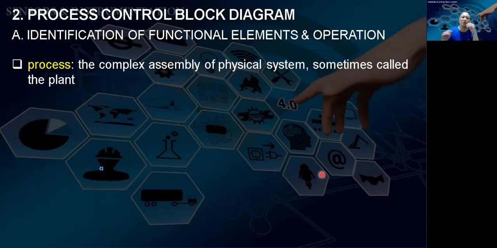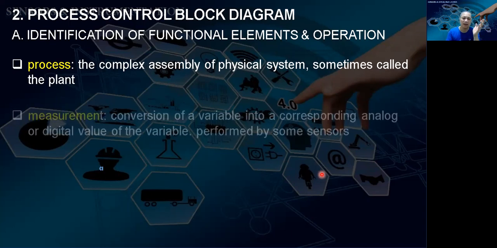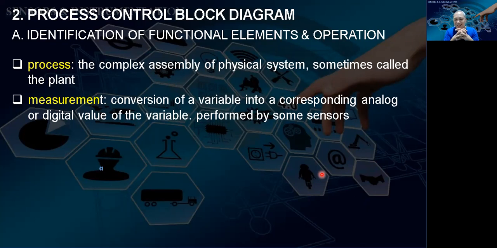Okay, process. There is the process, the complex assembly of physical systems, sometimes called the plant. And then measurement, this is our topic. Sensor, to measure: the conversion of variables into a corresponding analog or digital value of the variable. It is performed by sensors.